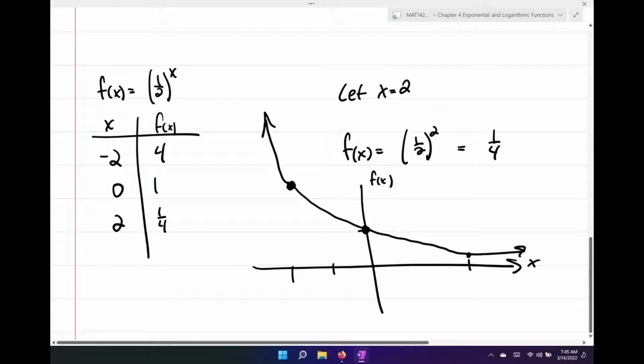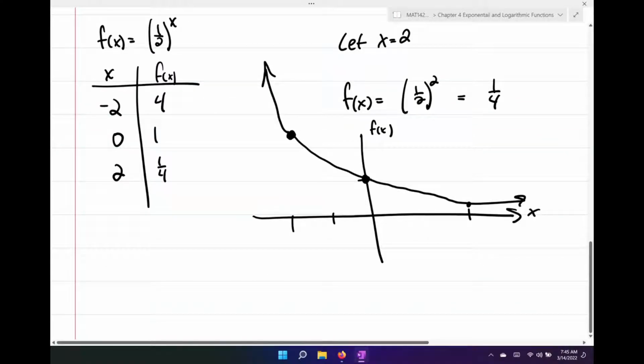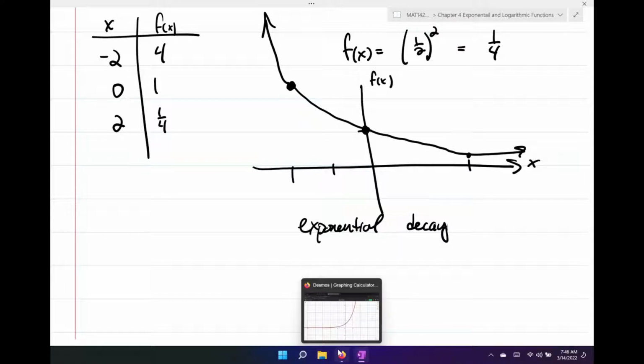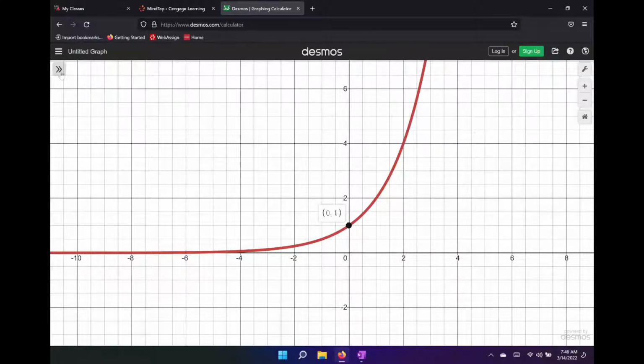All right. And what you notice here is it's the exact opposite shape. It like reflects itself about the y-axis. So we call this exponential decay. And like I said, if you really want to get technical with it, if you want a nice picture, go ahead and just use Desmos.